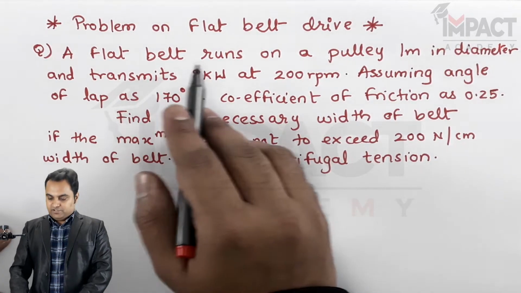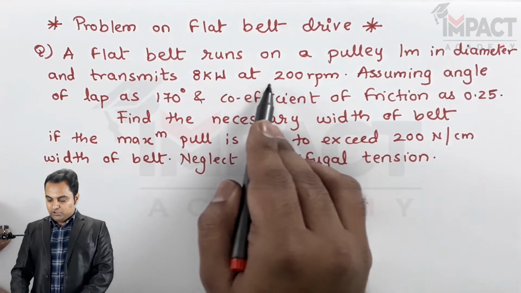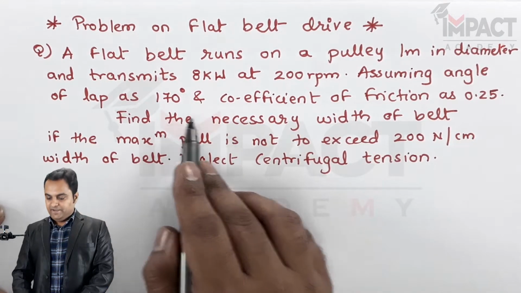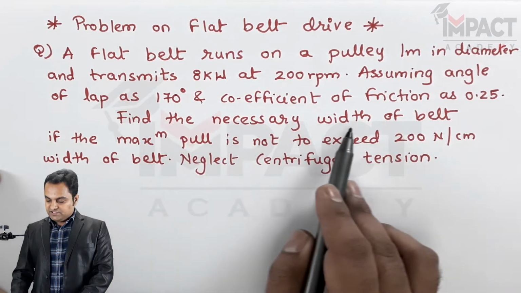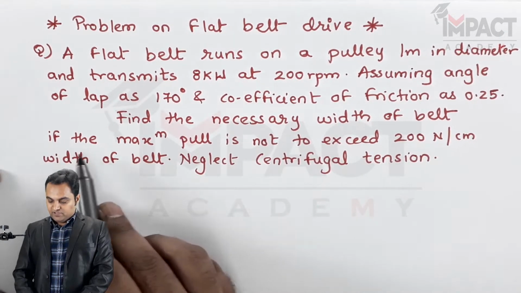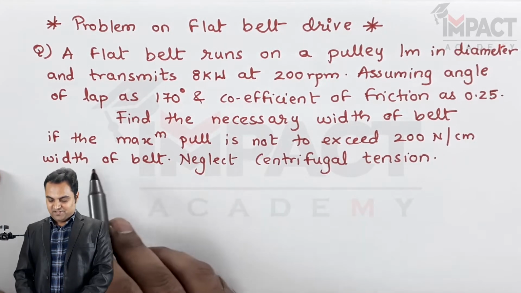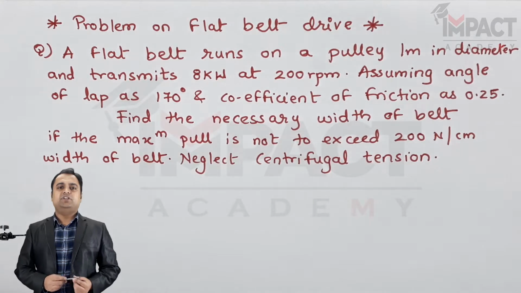A flat belt runs on a pulley 1 meter in diameter and transmits 8 kilowatt at 200 rpm. Assuming angle of lap as 170 degree and coefficient of friction as 0.25, find the necessary width of belt if the maximum pull is not to exceed 200 Newton per centimeter width of the belt, neglect centrifugal tension. So this is the question in front of us.